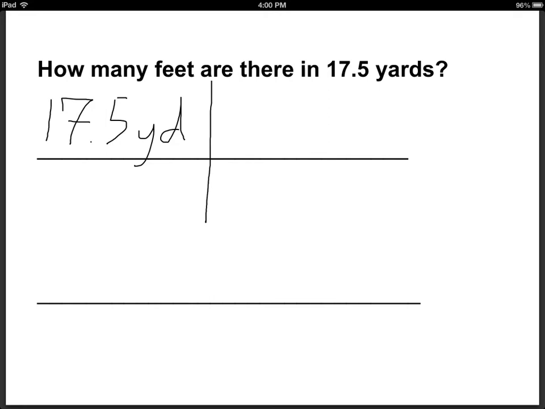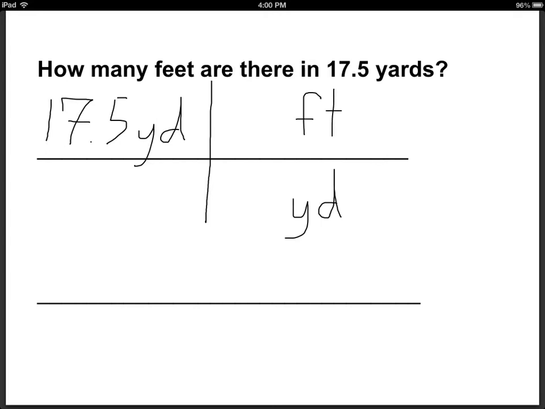So each of these columns has to have an equivalency. What I want to do is go from 17.5 yards and change it into feet. So I want to get rid of yards. Since yards is on top, that means that I'm going to need to put yards on bottom in the next column because I want yards to cancel out. I don't want them to be around anymore once I've progressed forward in the problem. And in this case, I want those yards to change into feet.